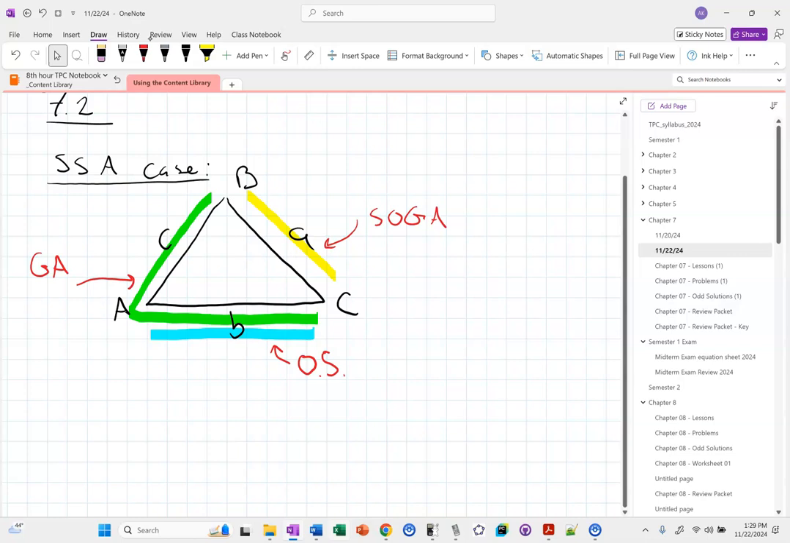All right, so unlike the ASA or AAS cases where, within reason, no matter the angles you choose or the side lengths you pick, there's always just one triangle possible. As long as your two angles aren't more than 180 degrees together, any numbers you pick for your two angles and your side will work for ASA or AAS. That is not the case for SSA.